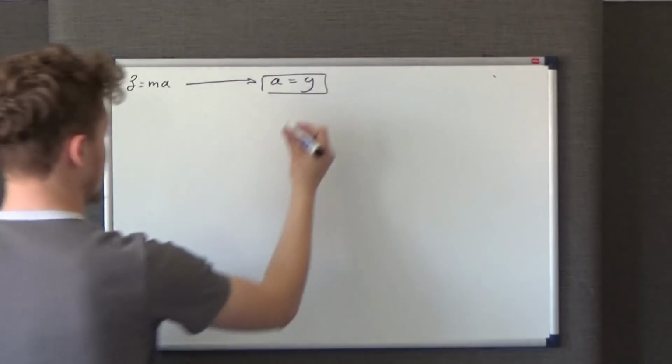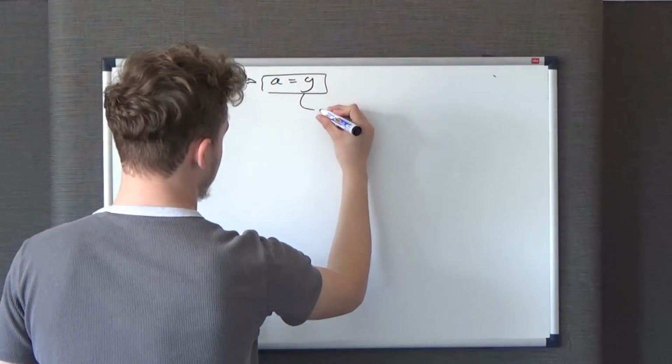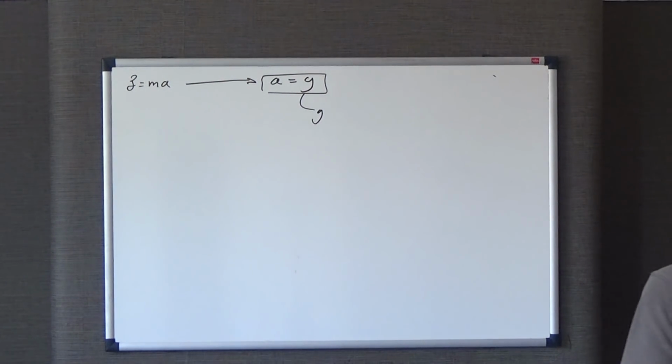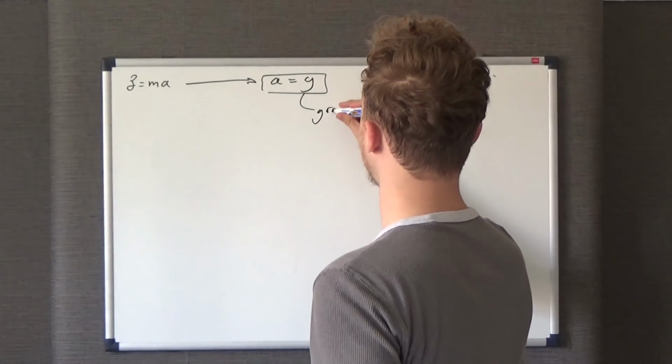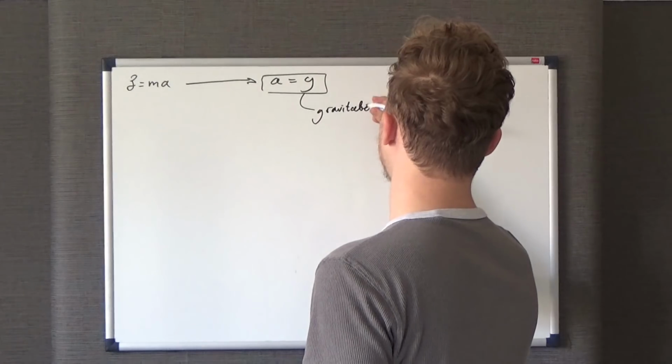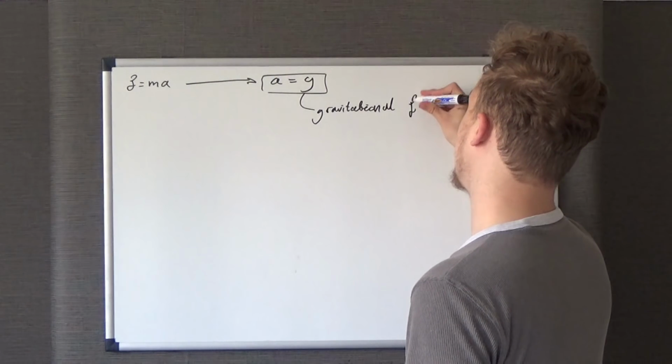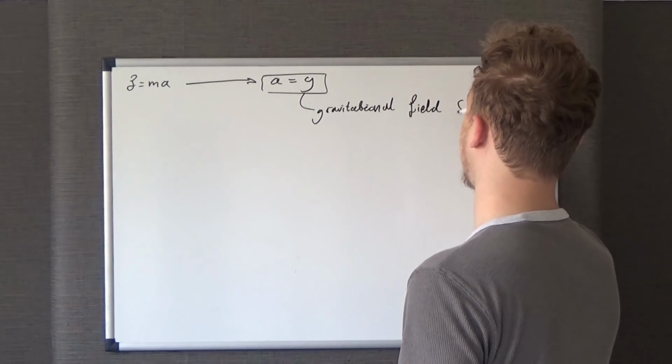Now this little g, they may have just said that's the acceleration due to gravity, but more specifically, that's the gravitational field strength. They always lie to you in life, so it's actually the gravitational field strength.